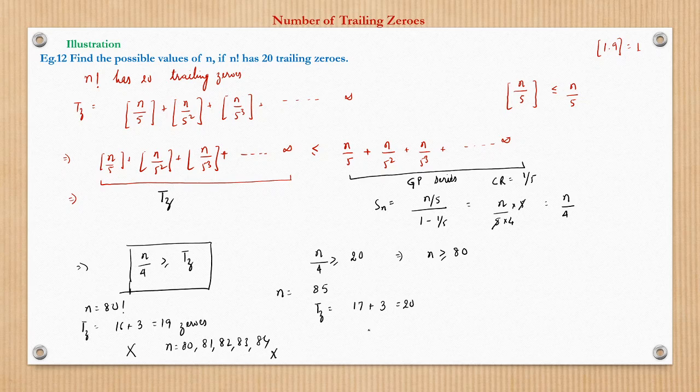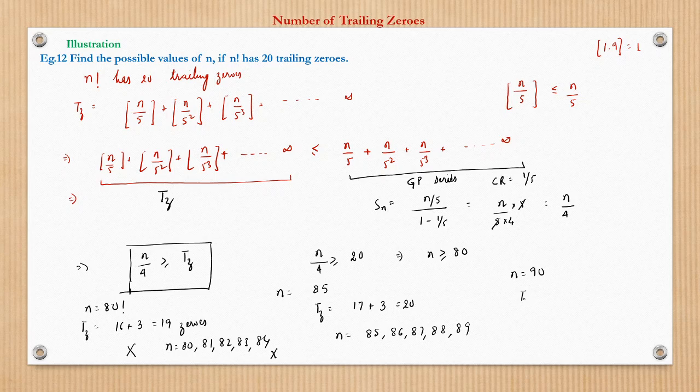So it means that n would be 85, 86, 87, 88, 89. All these five numbers have 20 trailing zeros. The next count, if you check for n is equal to 90, 90 is the next multiple of 5. From 85, the next multiple would be 90. So next multiple certainly is the next multiple of 5 raised to power 1. So it should have one more power of 5.